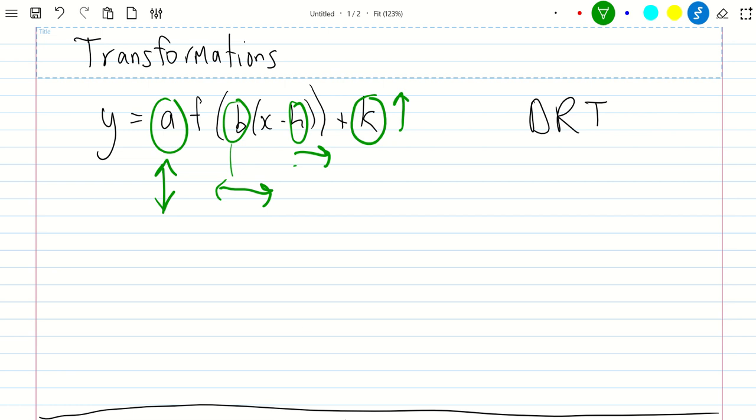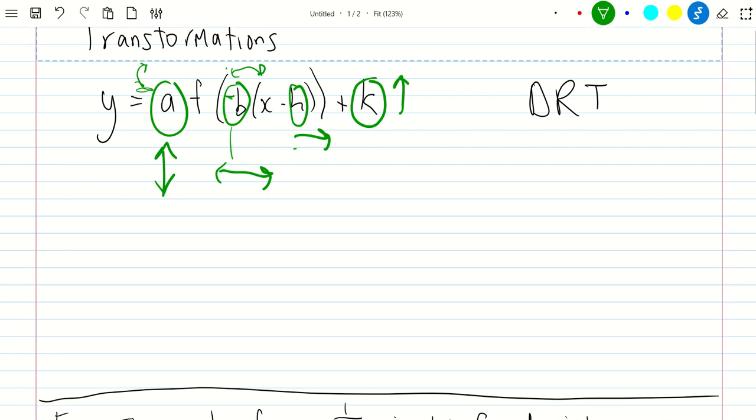We know all these things, and a negative out the front there will flip it up and down, and a negative out the front of B, so negative there, will flip it from left to right. And so that's what's happening in all these things. That's enough for us to be able to write down the transformations of everything.